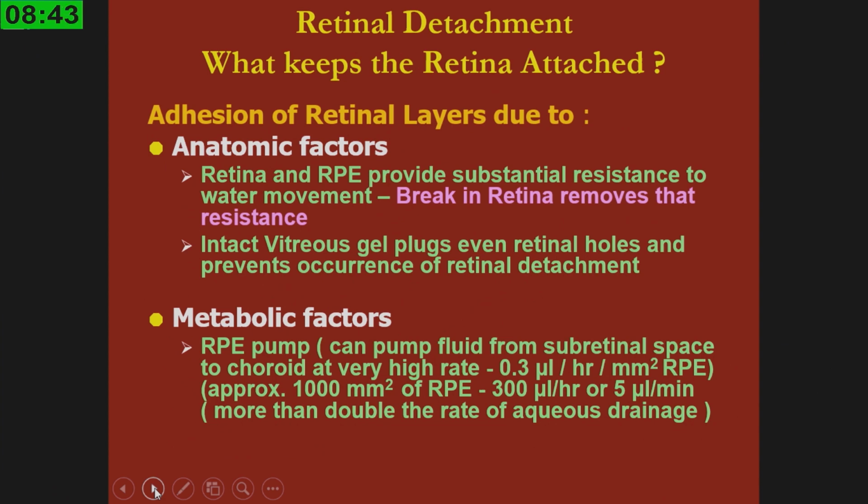Metabolic factors. Do you realize that the RPE pump can pump fluid from the subretinal space at a rate which is approximately 300 microliters per hour or 5 microliters per minute? Compare it with aqueous outflow, 2 microliters per minute. So it's double the rate of aqueous outflow. That means the moment you close the break, the fluid will go away.